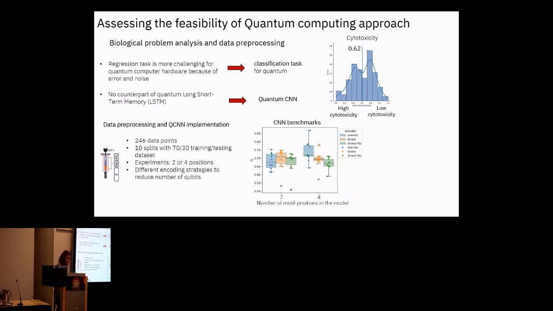So for the classical benchmark, we tested also different encoding for this classical data. So on this plot, there are represented the classical benchmark for the convolutional neural network for 2 or 4 position. And for the 2 position, which is the experiments I'm focusing on, there is almost no difference between all the encoding. So then we start testing our quantum convolutional neural network.